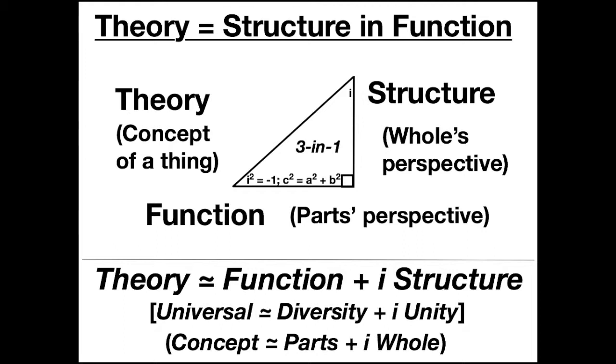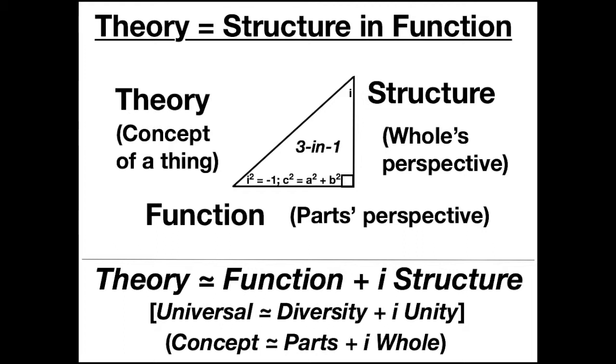We'll use a triad representation again, the triad paradigm. On the imaginary vertical, we will place the structure, or the whole perspective, corresponding to the right brain, as we said before. On the horizontal or real axis, we would put the parts perspective, in this case the function. And second story to these two, as c squared equals a squared plus b squared would signify, second story to structure and function would be the theory, properly speaking, or the concept of the thing, as captured by the midbrain.